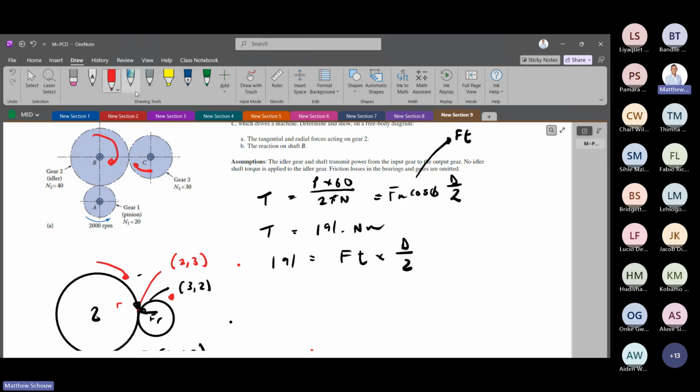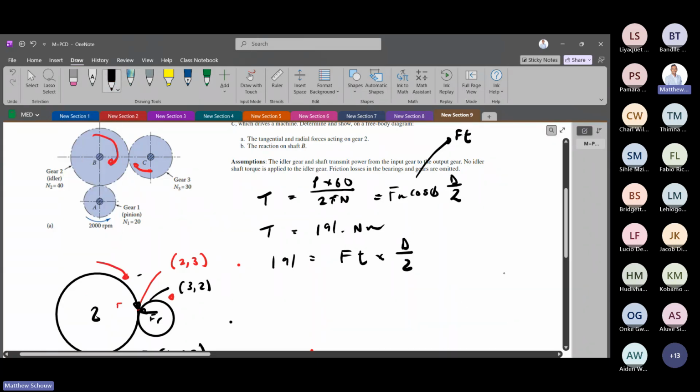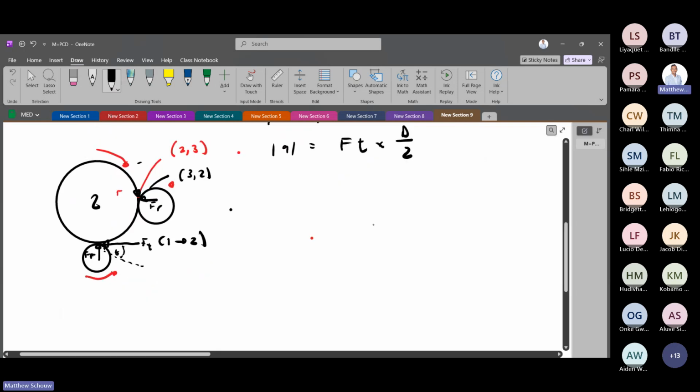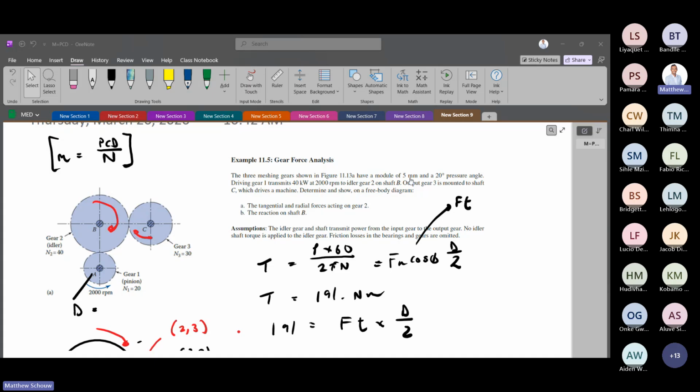I'm going to show you now, but let's just quickly get the values and then we'll move on. We'll come back to the directions. Don't worry about it. So what is my diameter for gear one? Let's get it using that formula. What is D here? We'll come back to that. Let's just get the forces quickly.